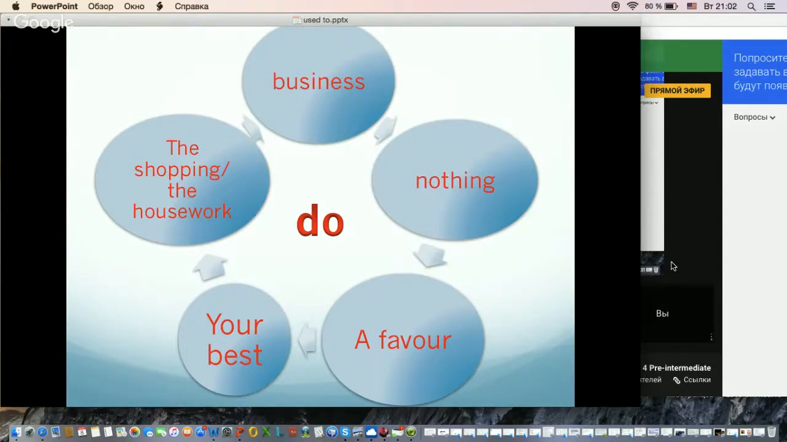Обычно я закупаю продукты по воскресеньям на целую неделю. Или do the housework. So housewives usually do the housework and they don't support the families financially. То есть домохозяйки обычно выполняют работу по дому и не поддерживают финансово свою семью. So do the housework. Вот таким вот образом.